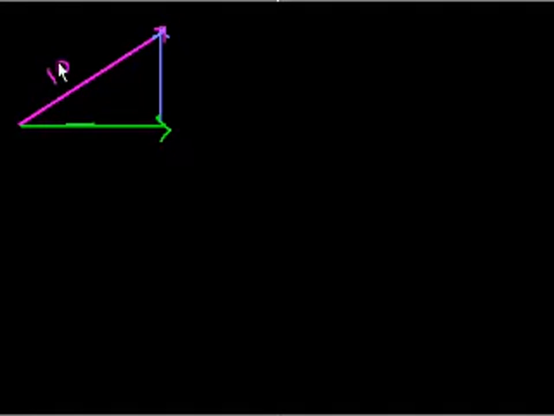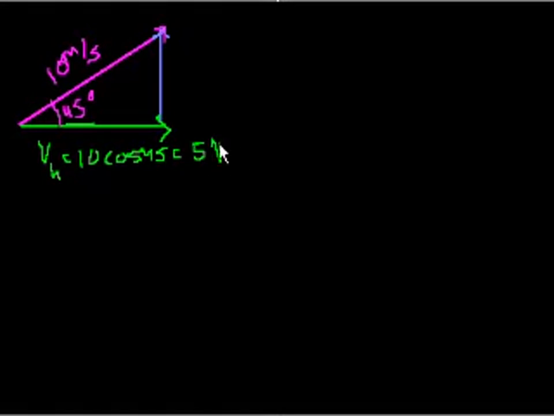So this was 10 meters per second, 10 meters per second at a 45-degree angle. We figured out in the last video that its horizontal velocity is equal to 10 cosine of 45, which equals 5 square roots of 2. And we also figured out that the vertical velocity is equal to 10 sine of 45 degrees, which also equals 5 square roots of 2. And we wanted to figure out how long this thing stays in the air.